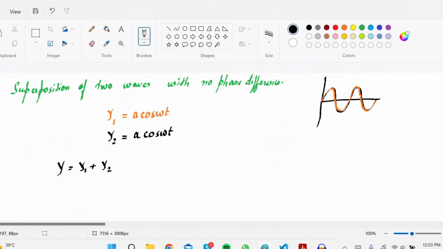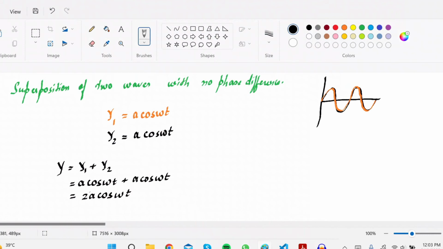If one person is shouting, and another person is shouting, or if there are 10 people shouting, then the total impact will be the sum of the individual impacts, in simple language. So y will be equal to y1 plus y2. y1 is a cos omega t, y2 is a cos omega t, and when you add both, it becomes twice a cos omega t.